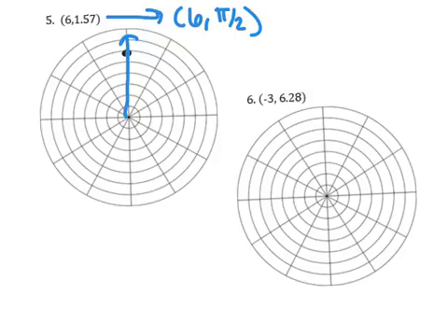Next, (-3, 6.28) would be the same thing as (-3, 2 pi). So again, since I have a negative r value, I'm going to find my 2 pi, which is right here. But instead of going 1, 2, 3 in the direction of 2 pi, I'm going to go in the opposite direction. 1, 2, 3. So I'm going to go 3 over here, directed angle through it.